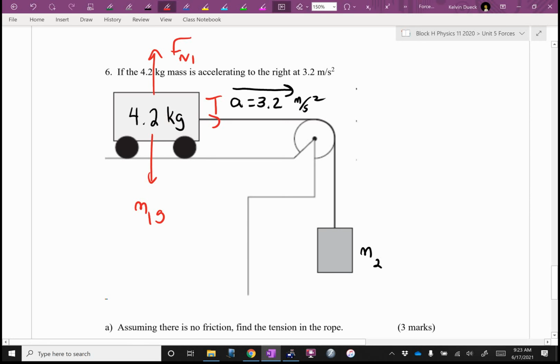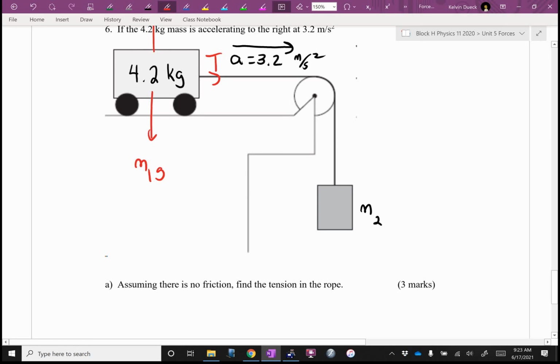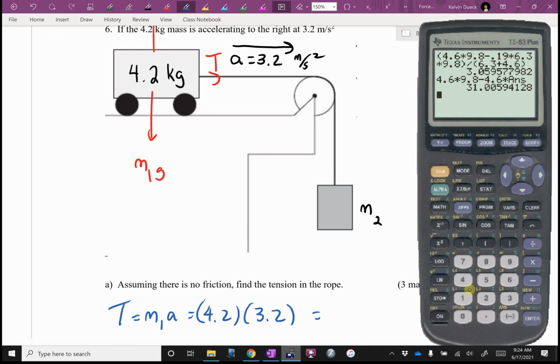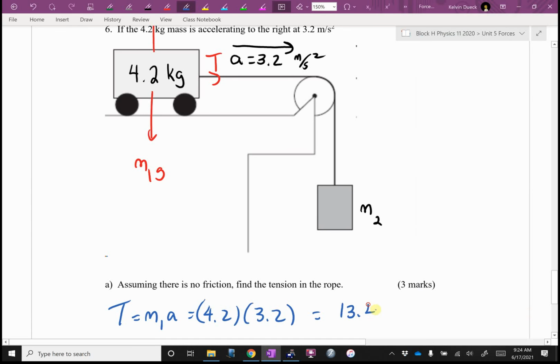To the, so who's winning? Tension. Who would be losing? Anything pointing to the left. Is anything pointing to the left? So you get this. Winner, no loser, equals, and I'm just writing an equation for mass 1, it equals M1A. So I can find the tension. It's going to be 4.2 times 3.2. And I get 13.44. Because I'm going to use this, I'm going to write all the sig figs. I would give you 1 mark for that, 1 mark for that, 1 mark for that.